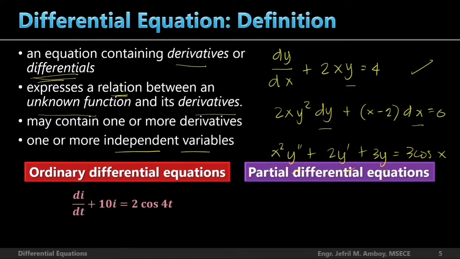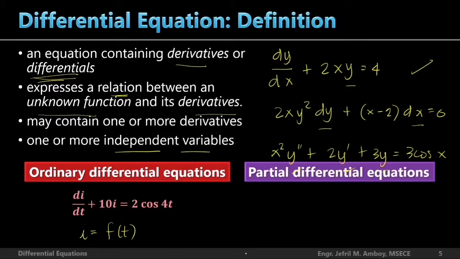Now, let us have some examples. For an ordinary differential equation, let me give you this one: di over dt plus 10i equals 2 cosine 40t. So, in this differential equation, the dependent variable is i, and here the independent variable is t. Alone, just t. That is why it is ordinary, because it has only one independent variable. So here, the unknown function is i. And if you try to find the solution of the differential equation, its solution has the form i equals f of t. The solution of that differential equation has this format.